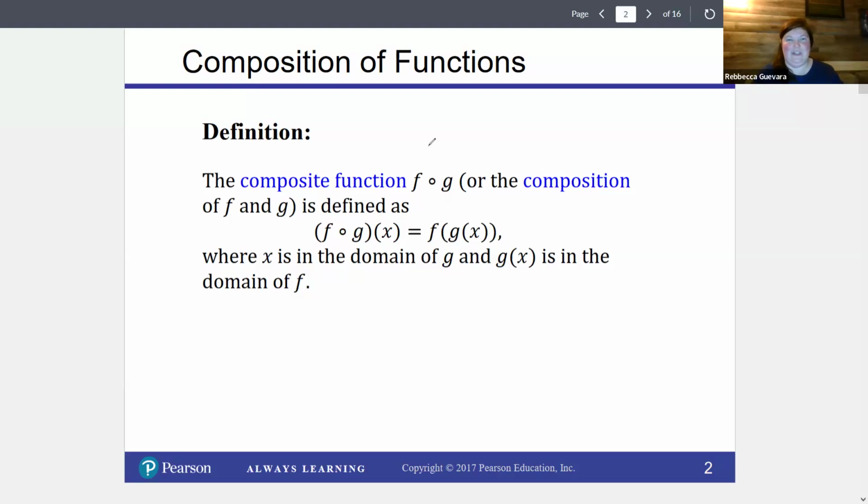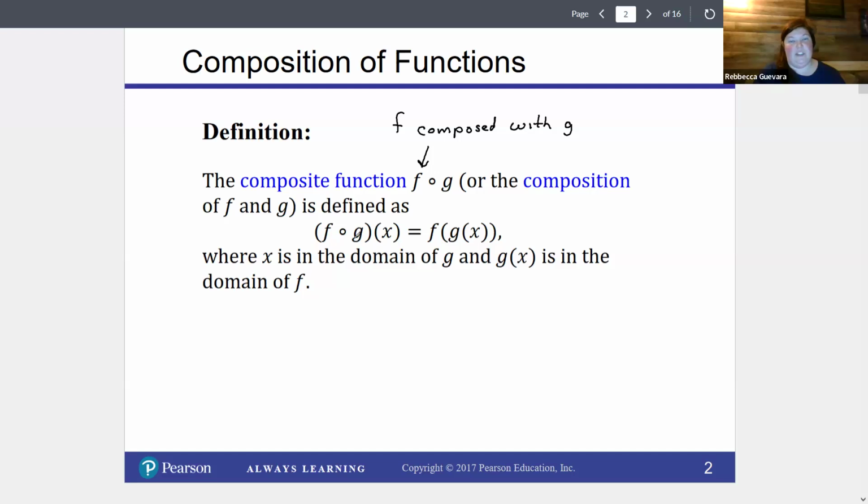So like I said, we sometimes call this f composed with g, or we call it the composition of f and g, is defined such that g is going to be put inside of f. So what we're doing is we're placing a function inside of another function.